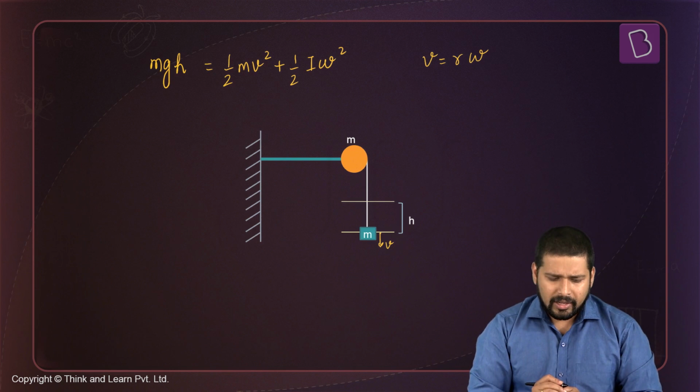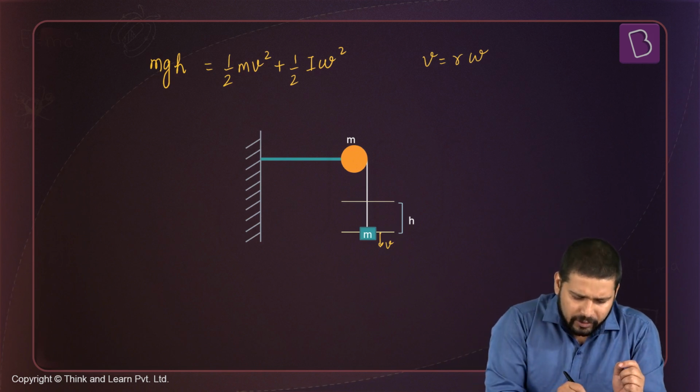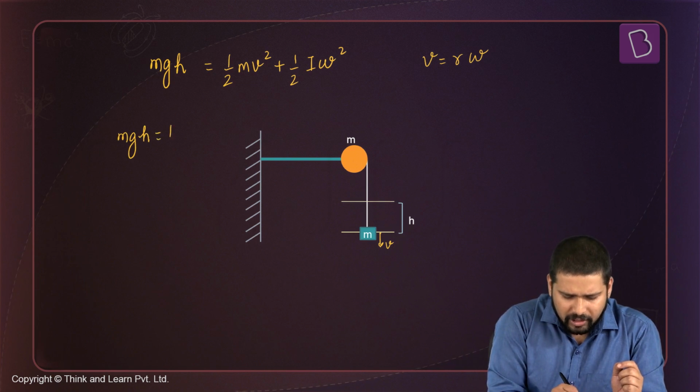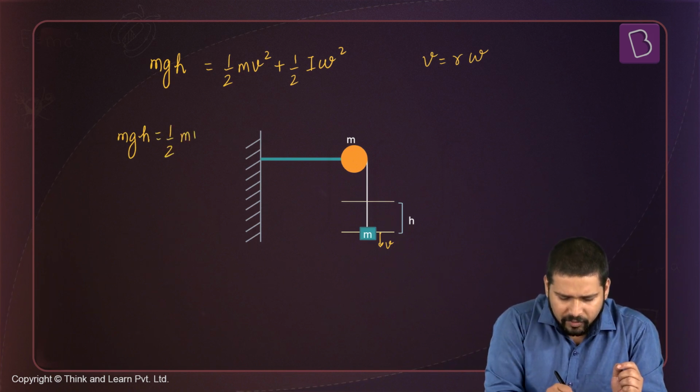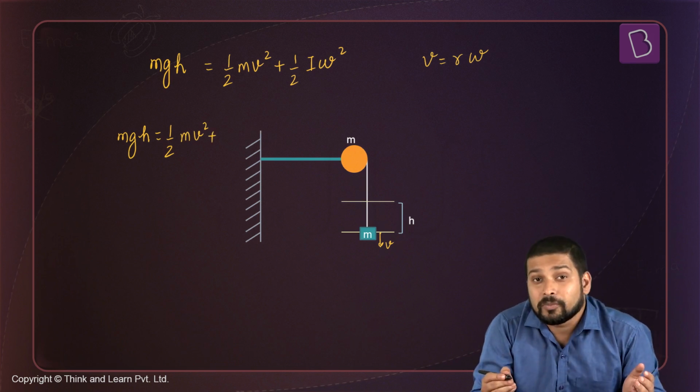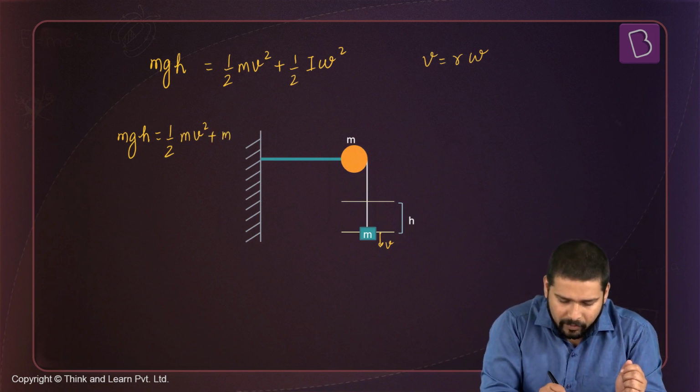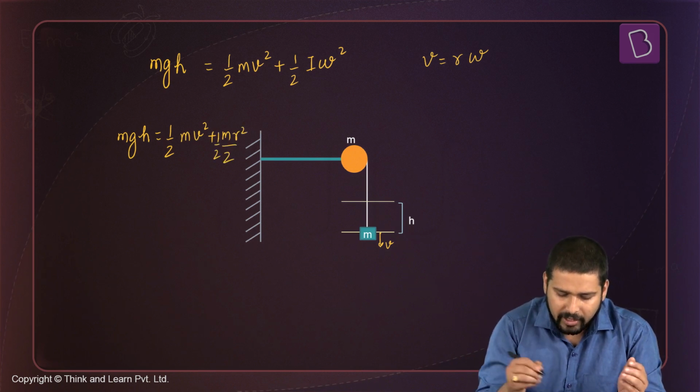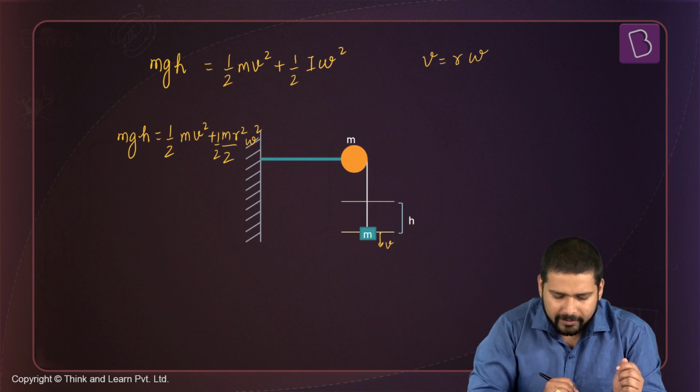Fine. Now, all you have to do is just write down the value of moment of inertia of this disk. So half mv squared plus, well, the value of moment of inertia is going to be equal to mr squared by 2. So mr squared by 2. We also have a half over here, and then, well, omega squared. This is what we have.